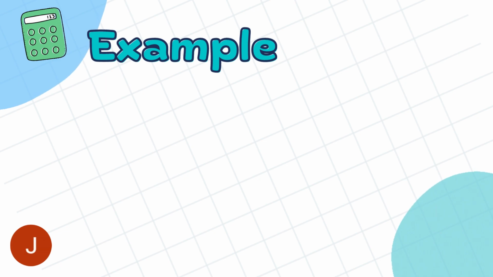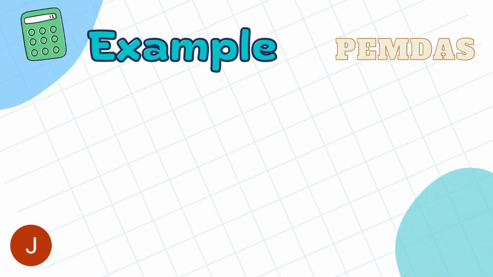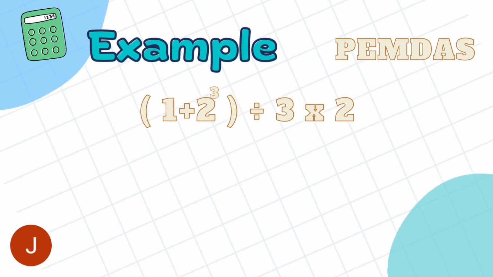Let me give you another example. Let me write here the PEMDAS so you can follow up as I go. In this expression, I have 1 plus 2 cubed, all of it divided by 3 multiplied by 2.